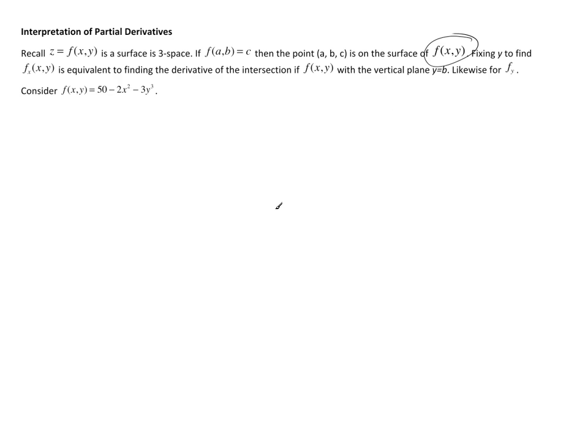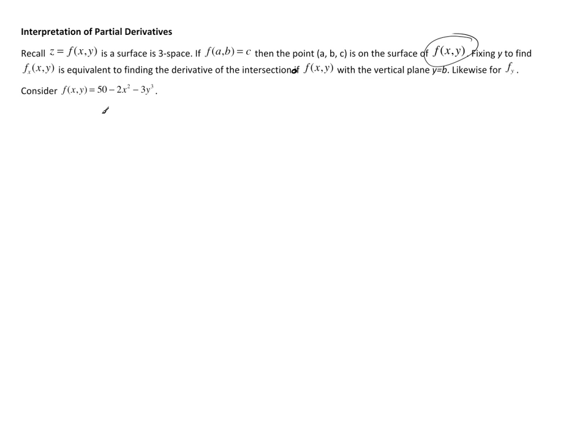So if we fix y to find the partial derivative with respect to x, that's equivalent to finding the derivative of the intersection of the function f(x, y) with the vertical plane y equals b. Likewise for the partial with respect to y, if we fix x, then that would be the vertical plane x equals a, or some value. So what does that really mean?